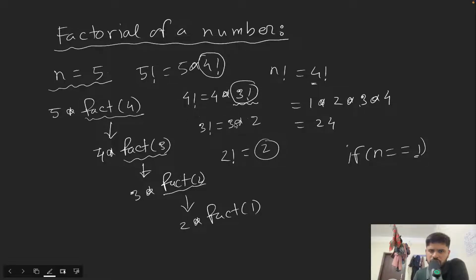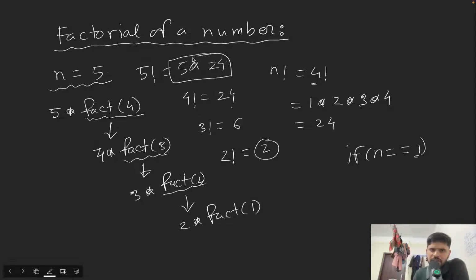2 times 3 equals 6. So let's replace this value with 6. Now 3 factorial equals 6. Now let's calculate this value, 24. So this will be replaced with 24. So 4 factorial equals 24. Here we have 4 factorial, so let's replace that with 24.